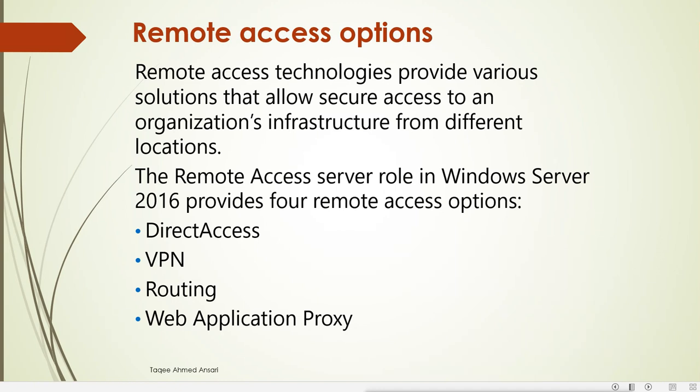That means when the user is within the organization's network environment, they will connect automatically because they are in the local network. But when they go out on the internet, to a different location, they automatically connect to the infrastructure of the organization. They don't need to dial it manually. So direct access connects users automatically to the local network.